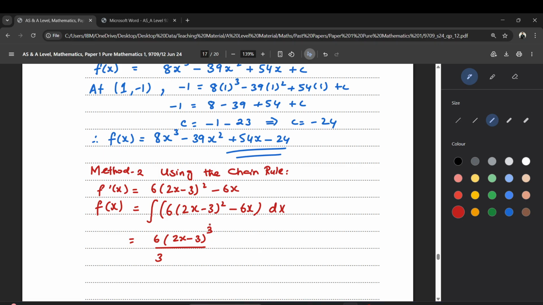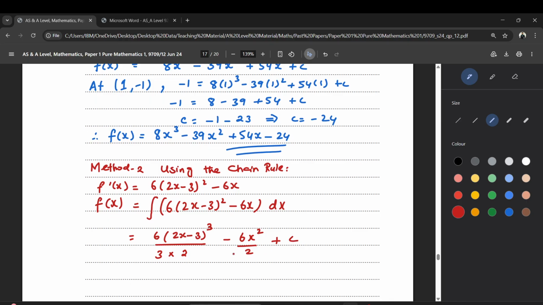So here, after I have increased the power and then divided by the new power, in the denominator I'm going to write down the derivative of what's inside the function. So what is inside the function? It is 2x minus 3. The derivative of this is 2. So I'm going to write 2 over here. So this is how you use chain rule in integration. As for the right hand side, here we just increase the power on x and then divide by the new power, and then we are going to write plus c.